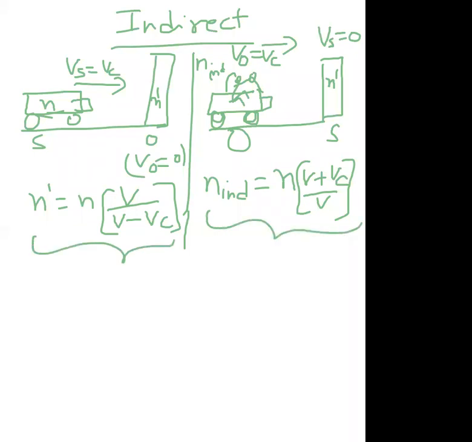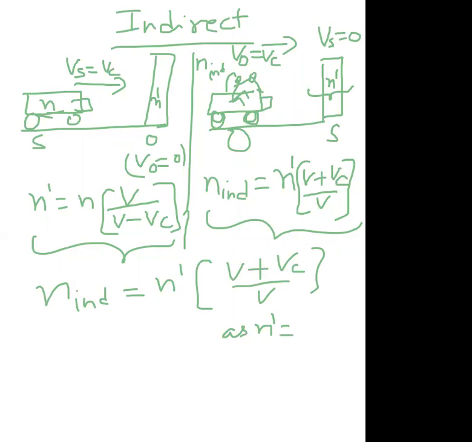From here, one more important thing: you must not write n, you have to write n dash, because the source is emitting frequency n dash. So n indirect is equal to n dash into V plus Vc by V. We wrote n dash is equal to, what is n dash?